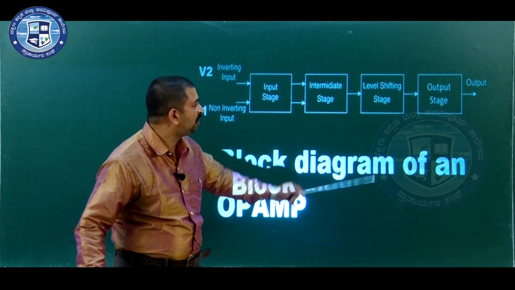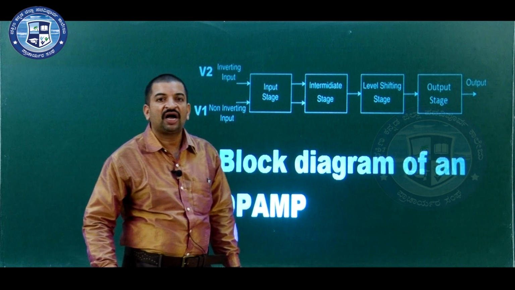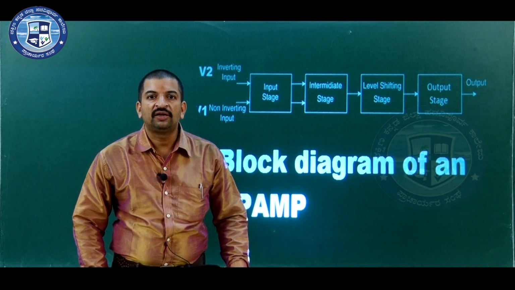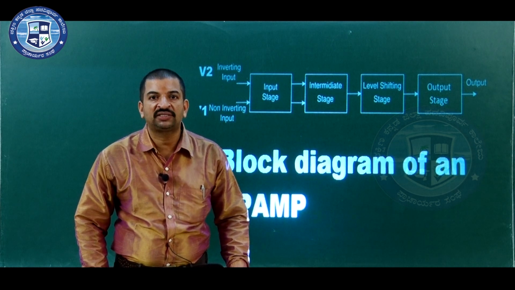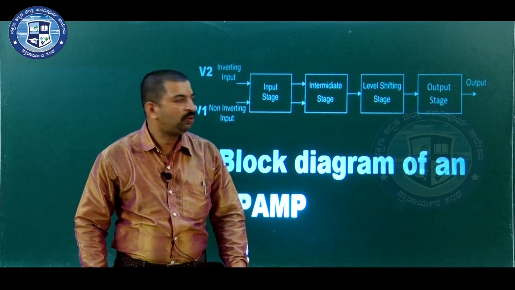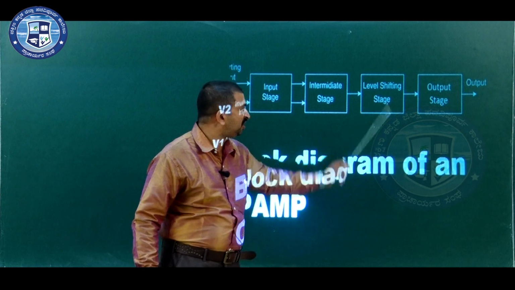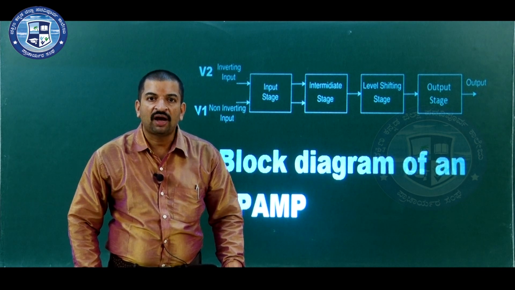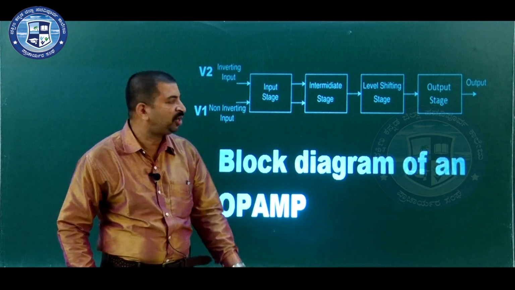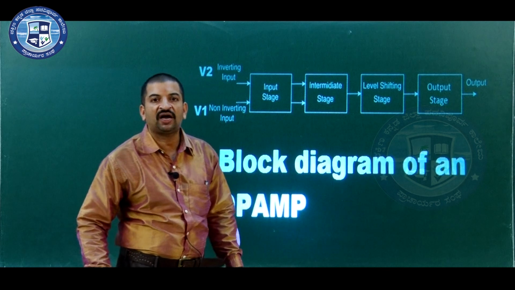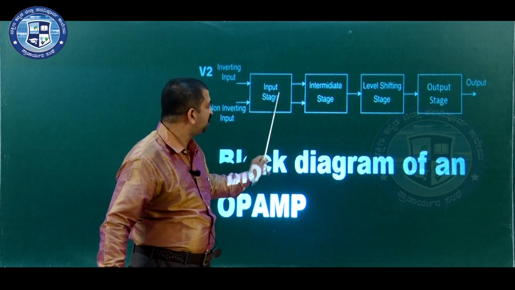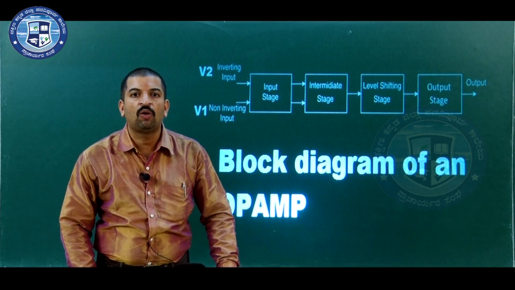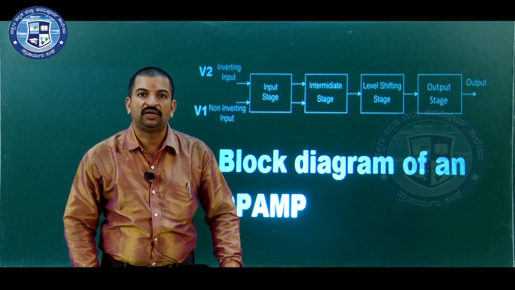That means the output stage increases the current supplying capability of the op amp, which in turn reduces the output impedance of the amplifier. Now, the last two stages, that is the level shifting stage and the output stage, increase the current supplying capability of the op amp. That means these two stages amplify the current. The first two stages will amplify the voltage, which in turn increases the overall power gain of the signal.